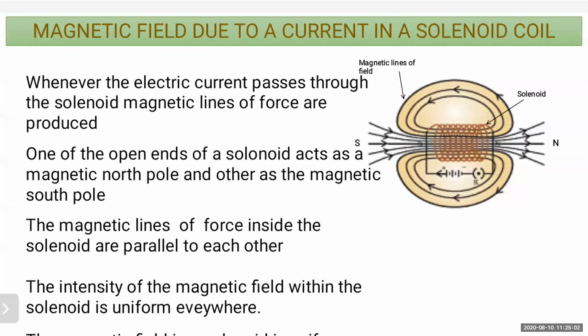Around the south and north pole, the magnetic lines are curved. But inside the solenoid, there are parallel lines. So magnetic lines are parallel to each other inside the solenoid. These are the important points regarding the magnetic field due to the current in a solenoid.